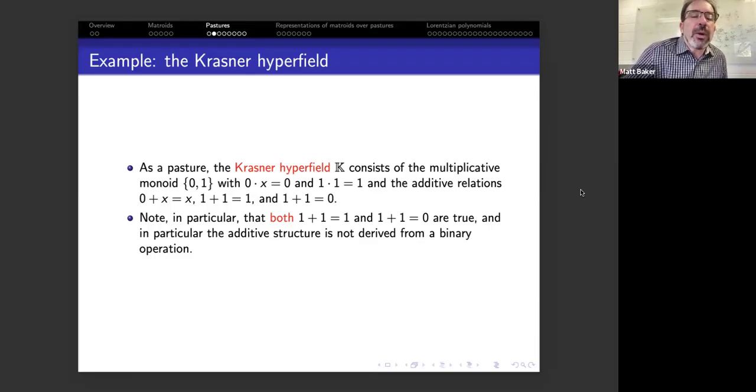Okay, so that's why the Krasner hyperfield really is a natural thing to think about in the context of matroid theory, because it exactly is the algebraic structure that captures that intuition behind matroids. We're just worried about whether things are linearly independent or linearly dependent, but we don't care about more quantitative values.